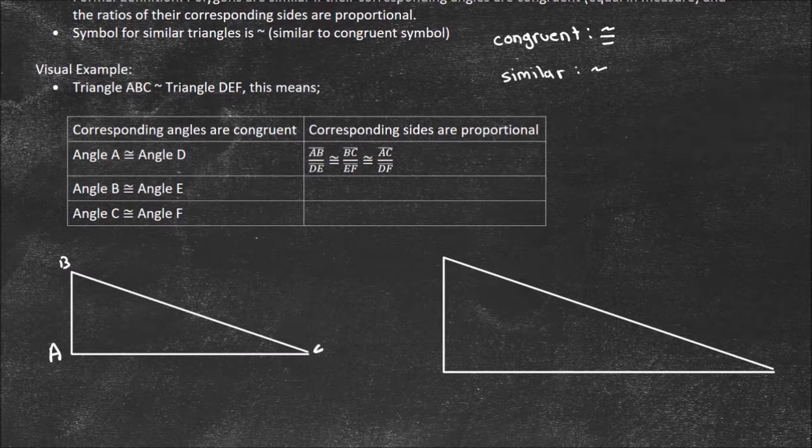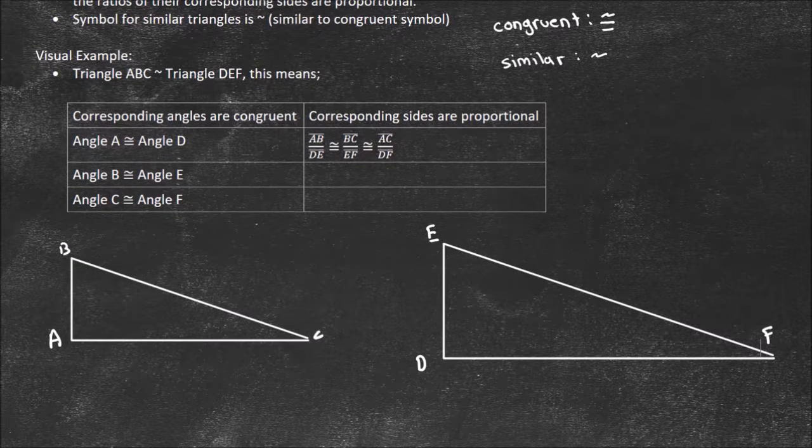If we have ABC and DEF, and I say that triangle ABC is similar to DEF, this means that the corresponding angles are congruent. So angle A has to be equal to angle D, so let's make both of those 90. Angle B has to be congruent to angle E, and angle F has to be congruent to angle C. So that's what it means to be similar, the same angles, so it's the exact same shape, just a different size. Now what does it mean when it says corresponding sides are proportional?